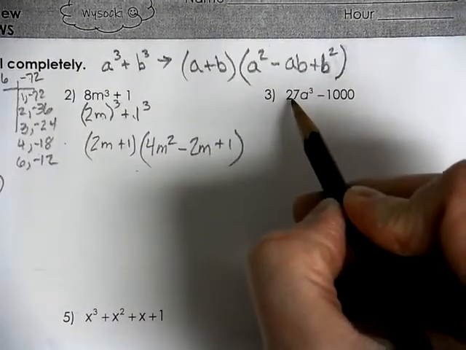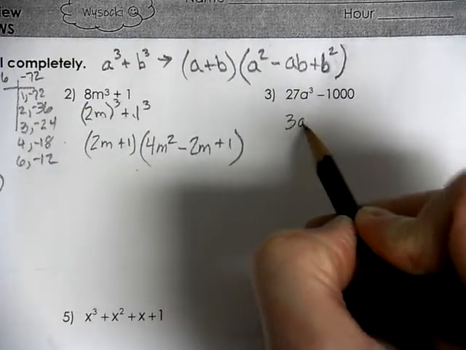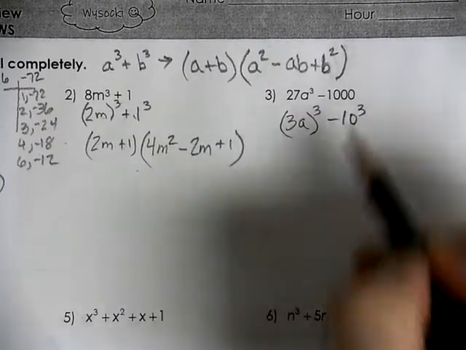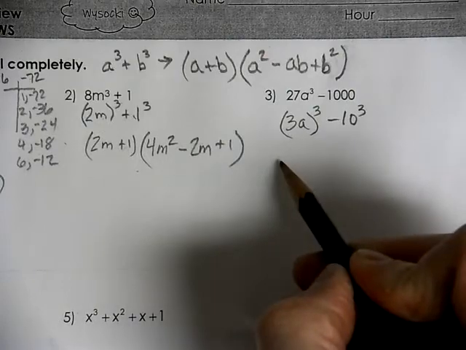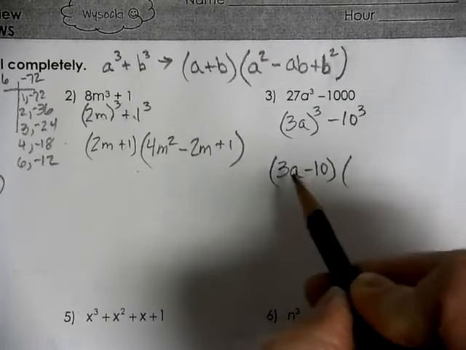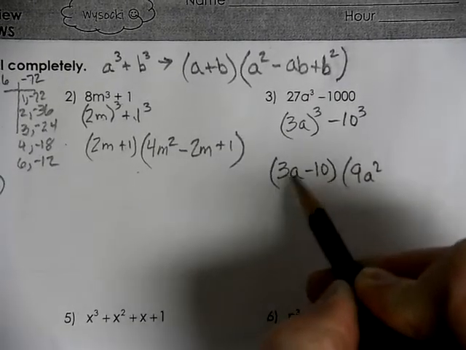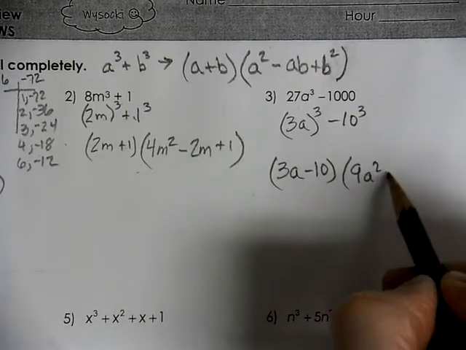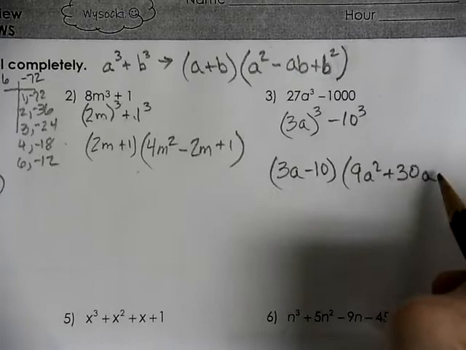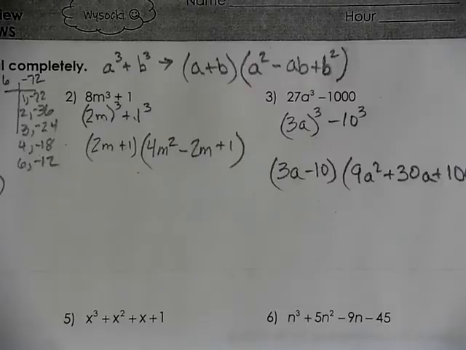So in this case, the cube root of 27, what times what times what? That would be 3a is being cubed. 10 is being cubed. So you know you're going to say 3a minus 10. You're going to square 3a, multiply the 2 together and change the sign, and square the last term. 10 times 10 is 100.